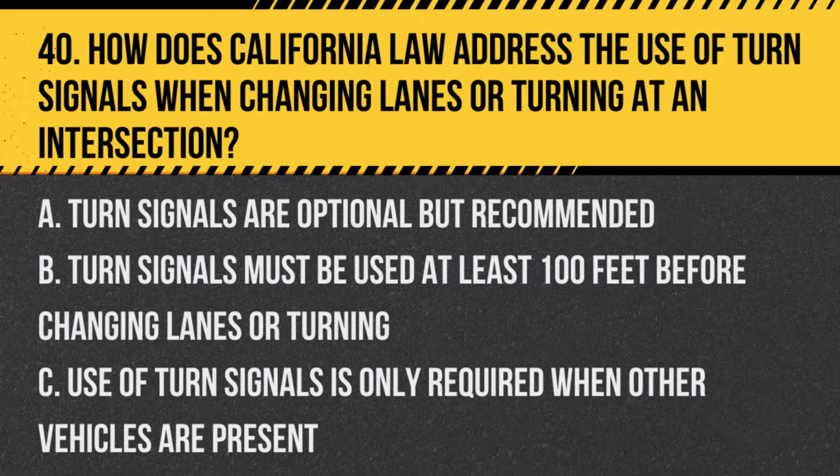Question 40. How does California law address the use of turn signals when changing lanes or turning at an intersection? A. Turn signals are optional but recommended. B. Turn signals must be used at least 100 feet before changing lanes or turning. C. Use of turn signals is only required when other vehicles are present.